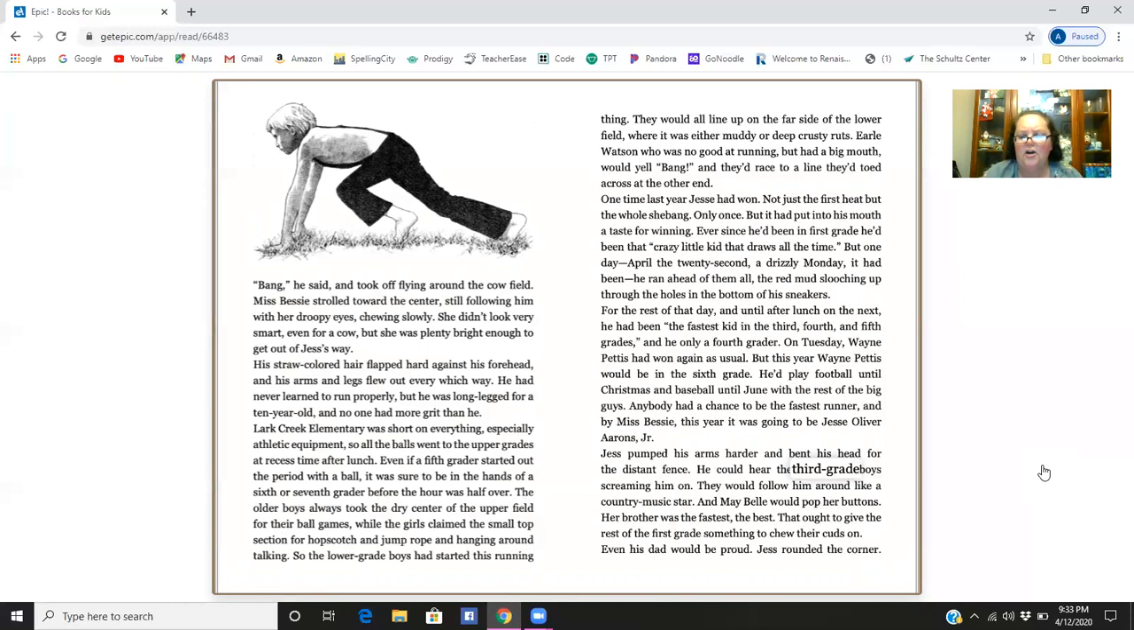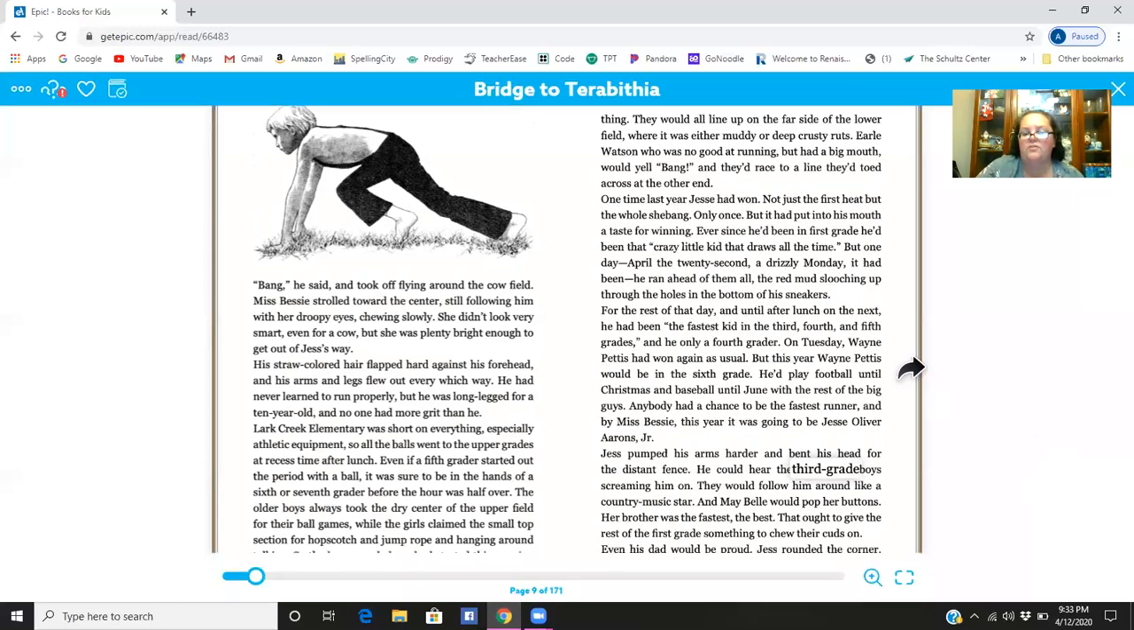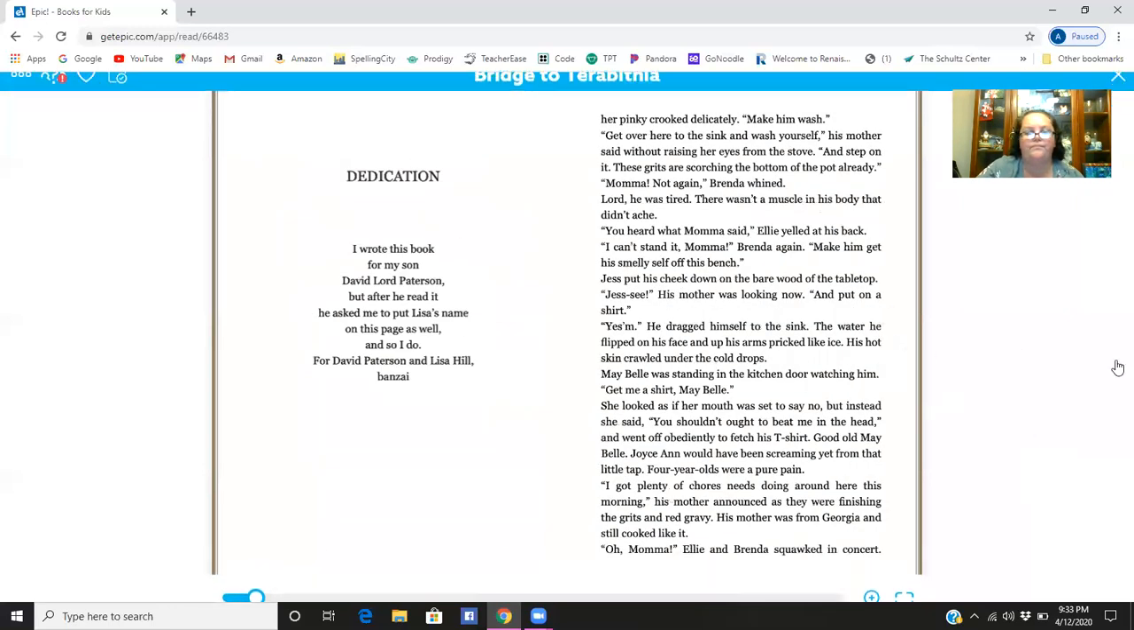He could hear the third grade boys screaming him on. They would follow him around like a country music star, and Maybelle would pop her buttons. Her brother was the fastest, the best. That ought to give the rest of the first grade something to chew their cuds on. Even his dad would be proud. Jess rounded the corner.